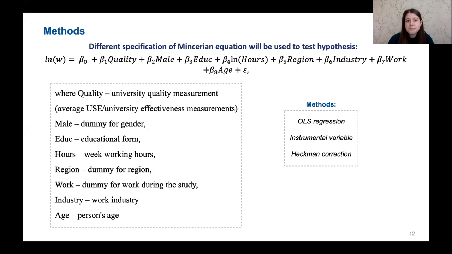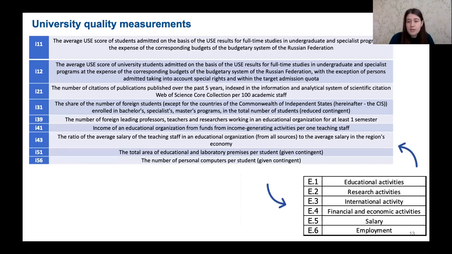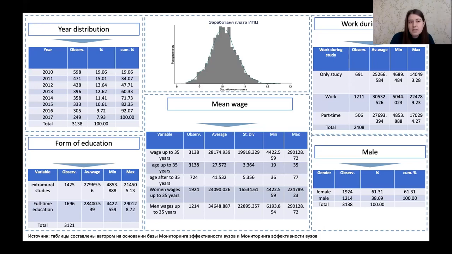I use a Mincer equation with the dependent variable logarithm of wages and other factors such as quality, dummy for gender, educational form of studies, weekly working hours, dummy for region, for working during the study, work industry, and person's age. As methods, I use OLS regression, the instrumental variable approach, and Heckman correction. On the slide, you can see at the right big groups of these factors, and we decided to use more detailed measurements from these groups, and you can see them at the left. On the slide, you can also see the descriptive analysis and some summary results about mean wage, but we will discuss the main results later.